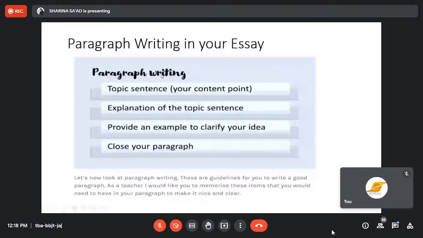First, you have to write your topic sentence. Okay? And then you have to explain the topic sentence. And then you have to give example. And then you have to close your paragraph. Topic sentence, supporting detail, example, CS. CS is you have to close it. Closure. Okay? Start with the topic sentence, explain supporting detail, give example, and then close. Simple.